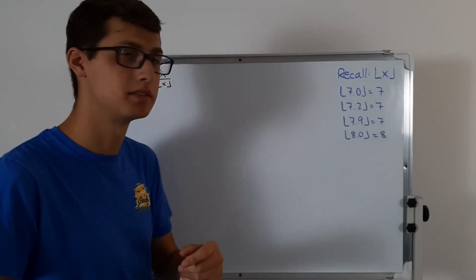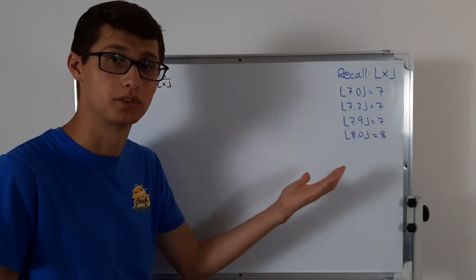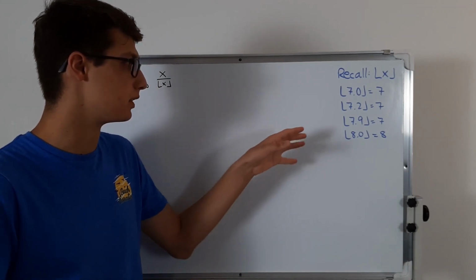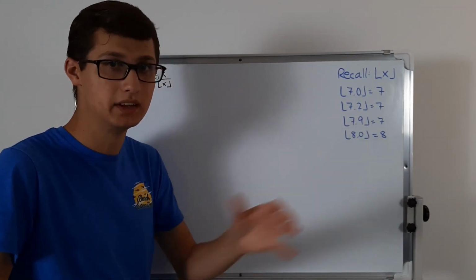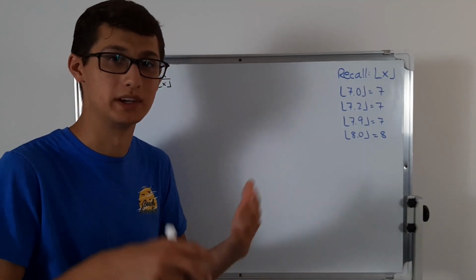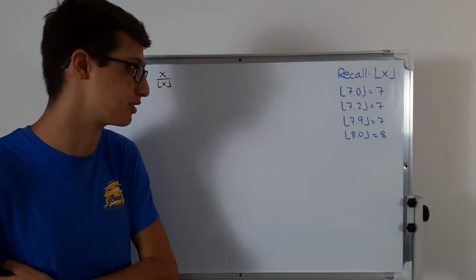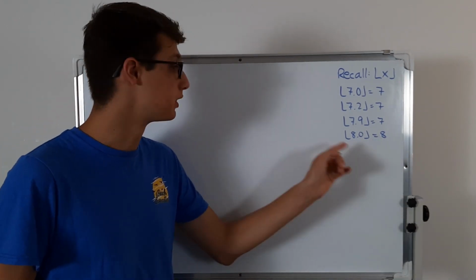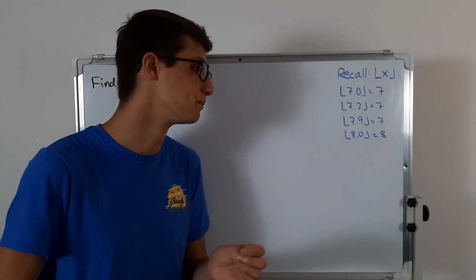So the floor of 7 is just 7, the floor of 7.2 is also 7, and even the floor of 7.9 is 7. Even though 7.9 is closer to 8, it still rounds down to 7. Even something as crazy as 7.99999 followed by 10 nines or a million nines, that will be rounded down to 7. But once we hit 8, the floor of 8 is 8. So hopefully that makes sense.